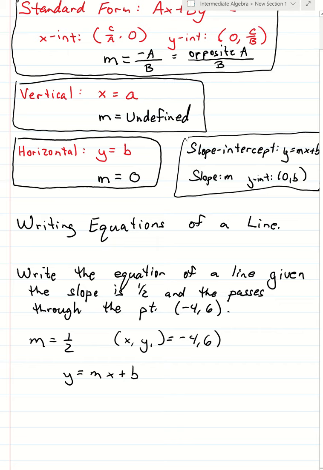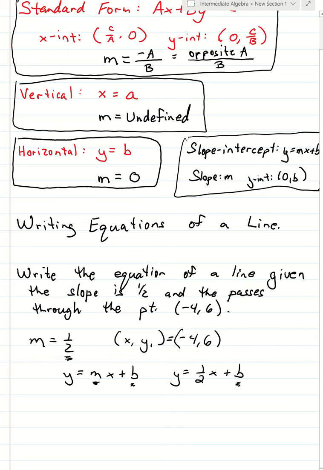Well, part of the answer is actually already given to us. We are told that the slope m is 1/2. So we can fill in that information. y equals 1/2 x plus b. Now we just have to find b. Okay? If we could figure out what b is, we have our answer.